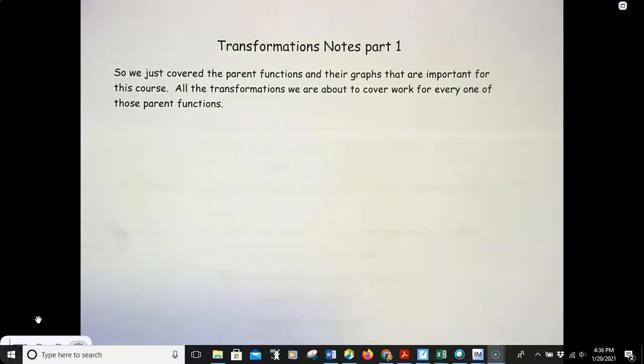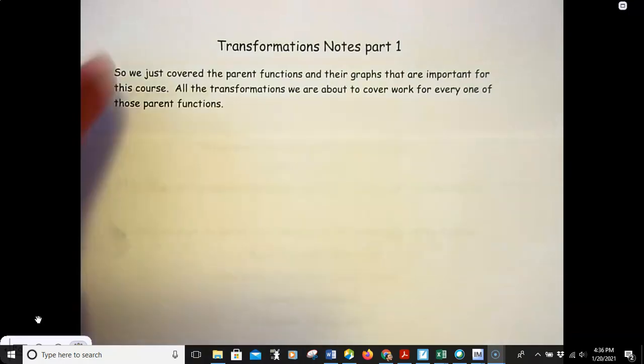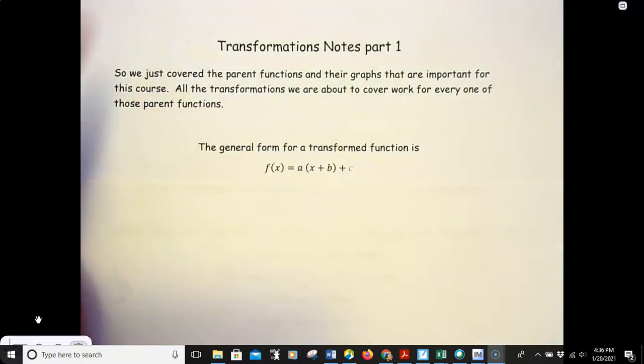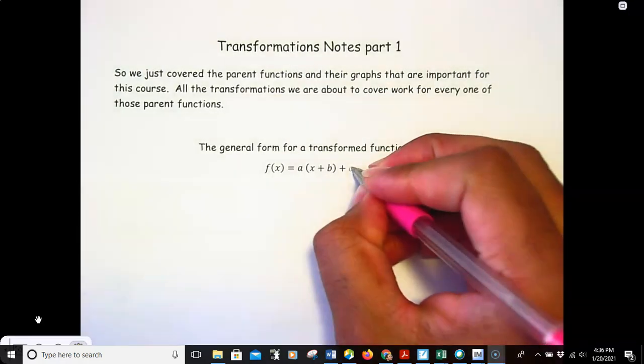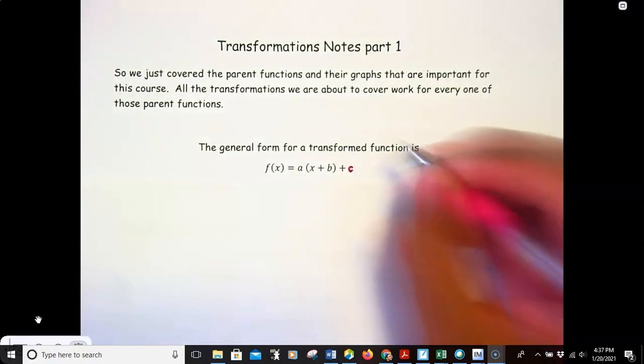Here, we're going to look at our transformations piece by piece, and then at the end, we're going to put everything together. Our first thing is our general form. All of our functions are transformed by using this form here. It either has to do with the number in front, the number inside, or a number in the back. We're going to do this piece by piece, but we're going to start kind of backwards. We're going to start back here with our C.